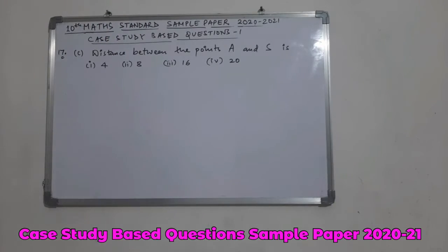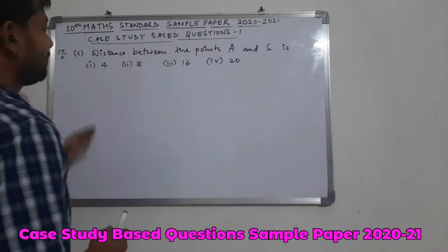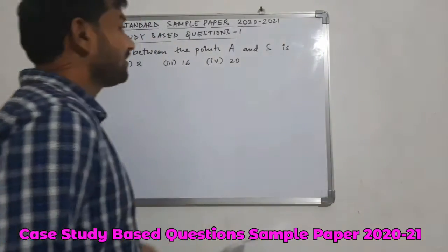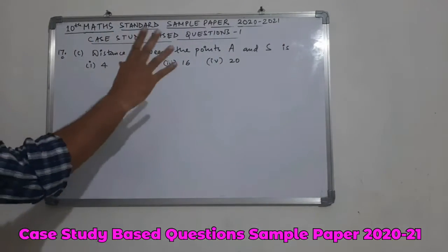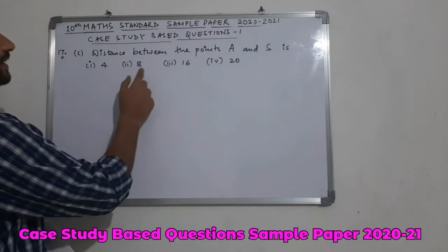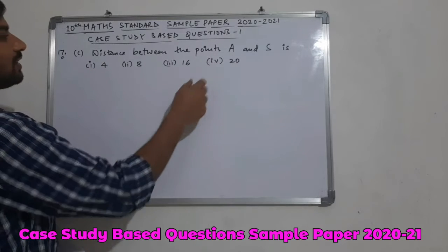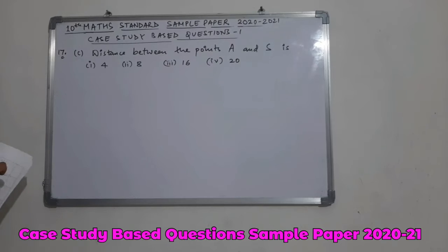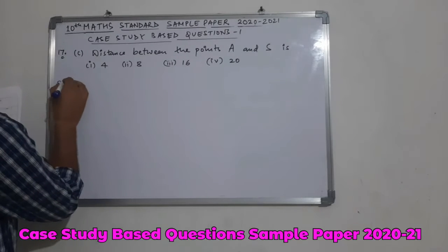Let's come to the C part, the next part of question number 17. Again, this question is very simple. We have to calculate the distance between the points A and S here. The distance between the point A and S is, the first option is 4, second 8, third 16 and 20. Clearly, we have to use distance formula here, and for that we need the coordinates of point A and S.